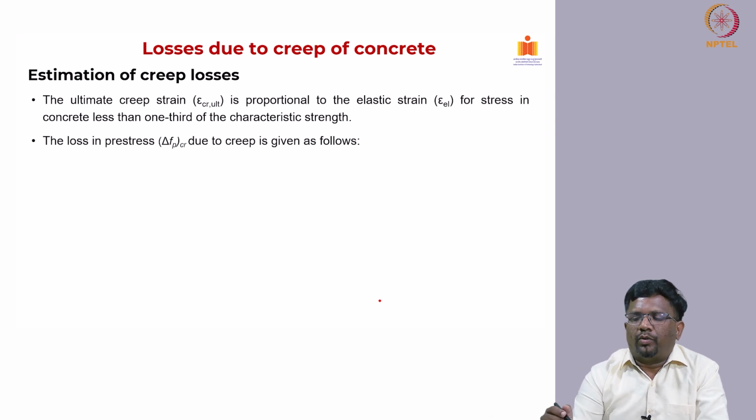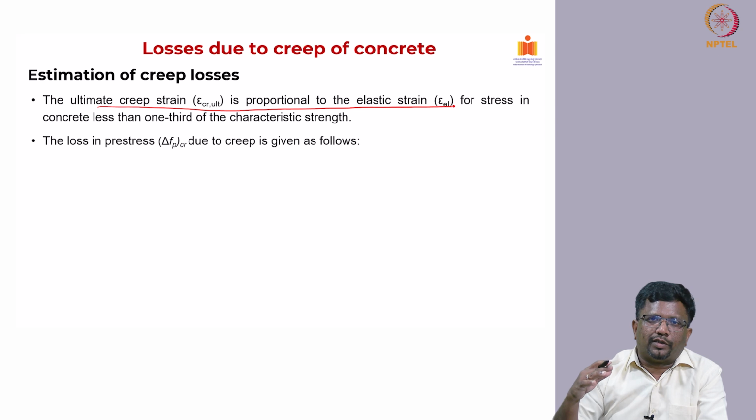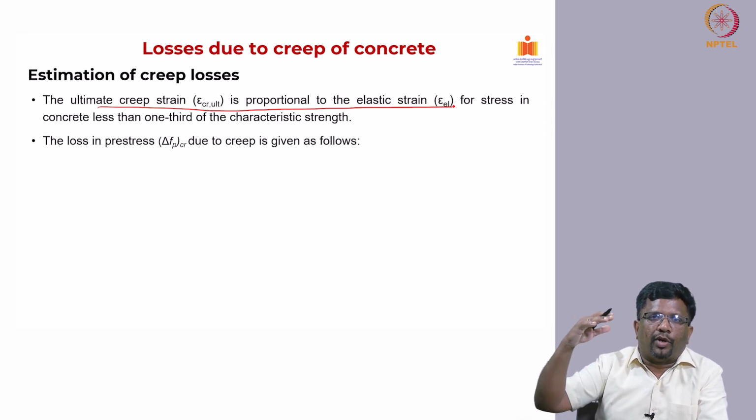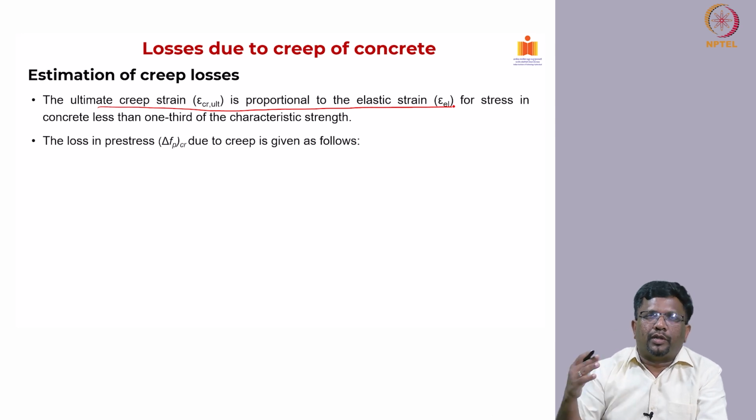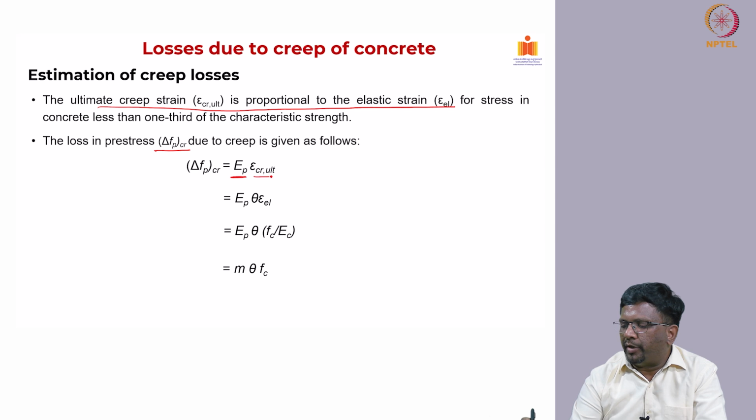Now, the ultimate creep strain is proportional to the elastic strain. Usually, when the stresses are less than 1/3 of the characteristic strength of concrete, let's say for 40 megapascal concrete, if the applied stress is less than 1/3 of 40, then creep strain is proportional to the elastic strain because of the loading. Now, the loss in pre-stress delta Fp due to creep can be calculated from the elastic modulus of pre-stressing steel multiplied by the creep strain or ultimate strain.